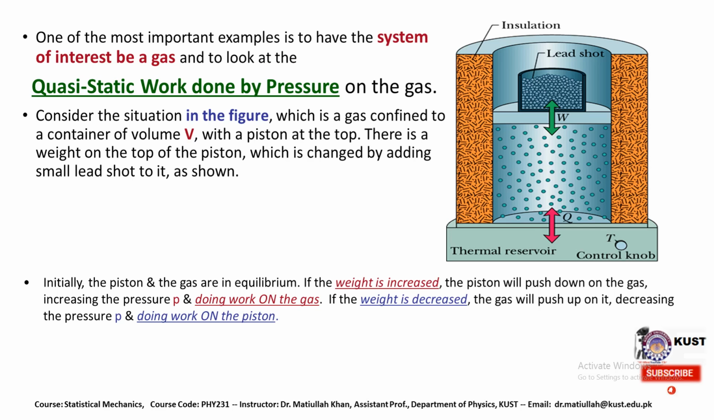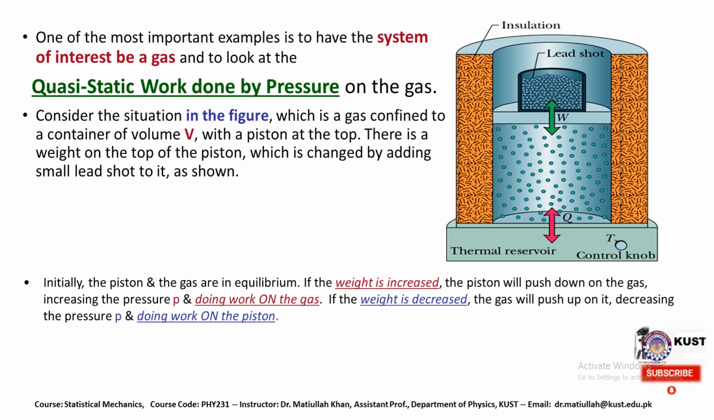So for this purpose we are considering a simple system. The system of interest is the gas that is enclosed in a cylinder, and we can move the piston up and down to do work by the system. There are two ways: one is work done by the system and the other is work done on the system. So we can consider all the cases separately.